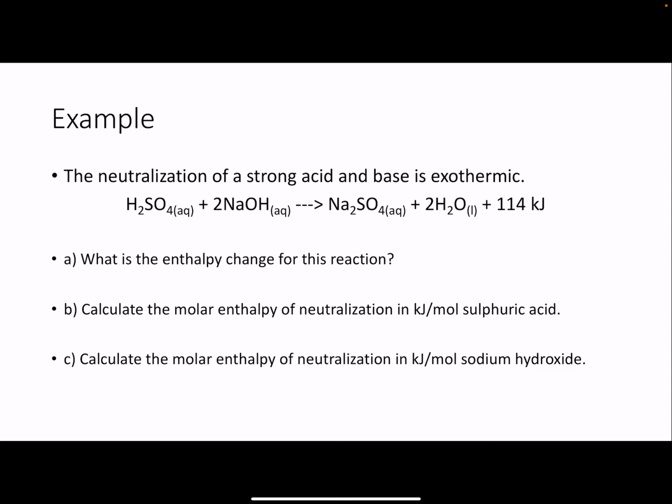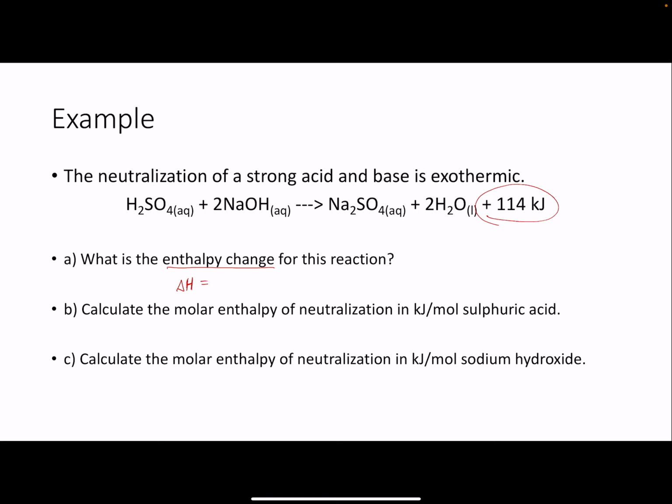What's the enthalpy change for this reaction? You can try A, B, and C on your own. But remember, the enthalpy change is just the energy change of a chemical reaction. So it's the number with the kilojoules beside it. So we'll say delta H, not neutralization, because it didn't ask for molar enthalpy, so just delta H here.